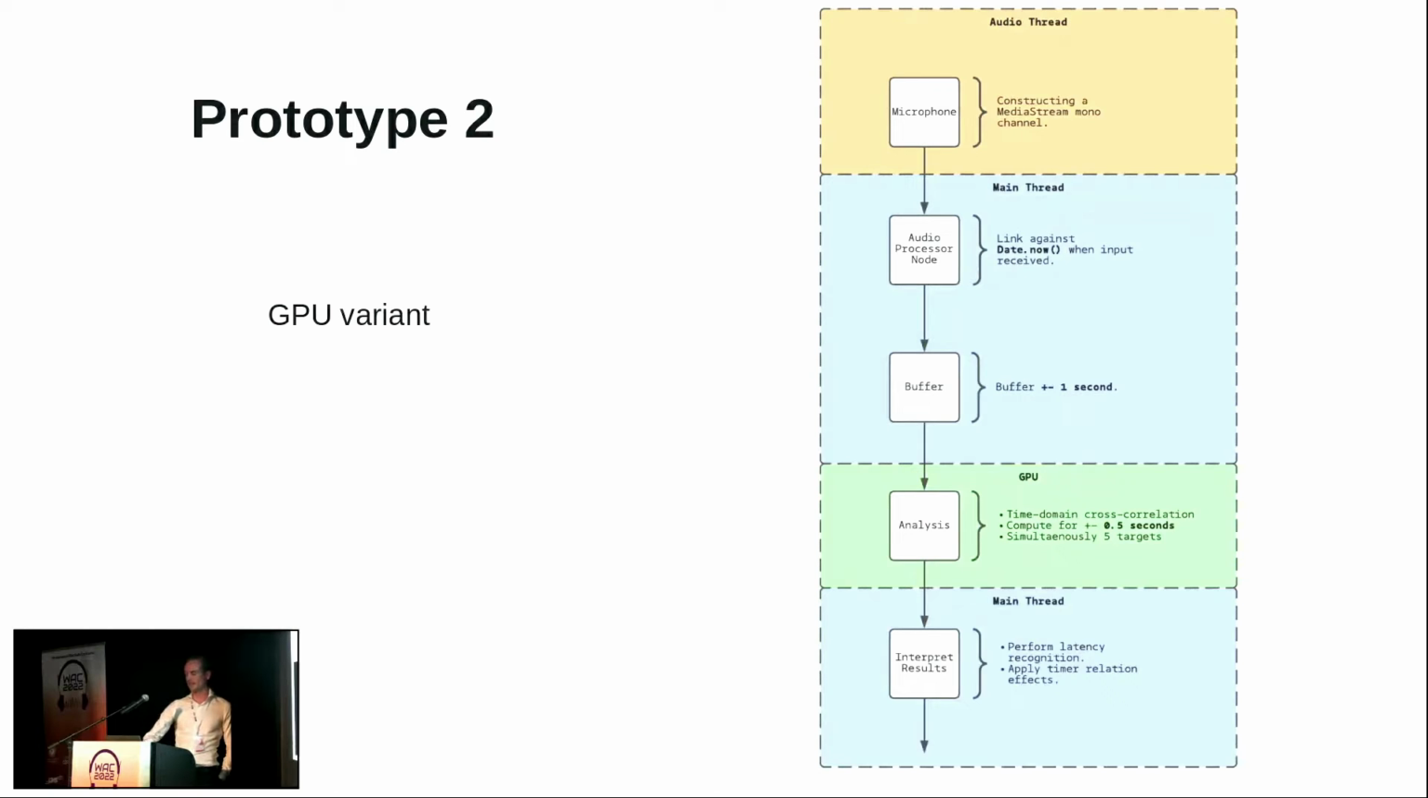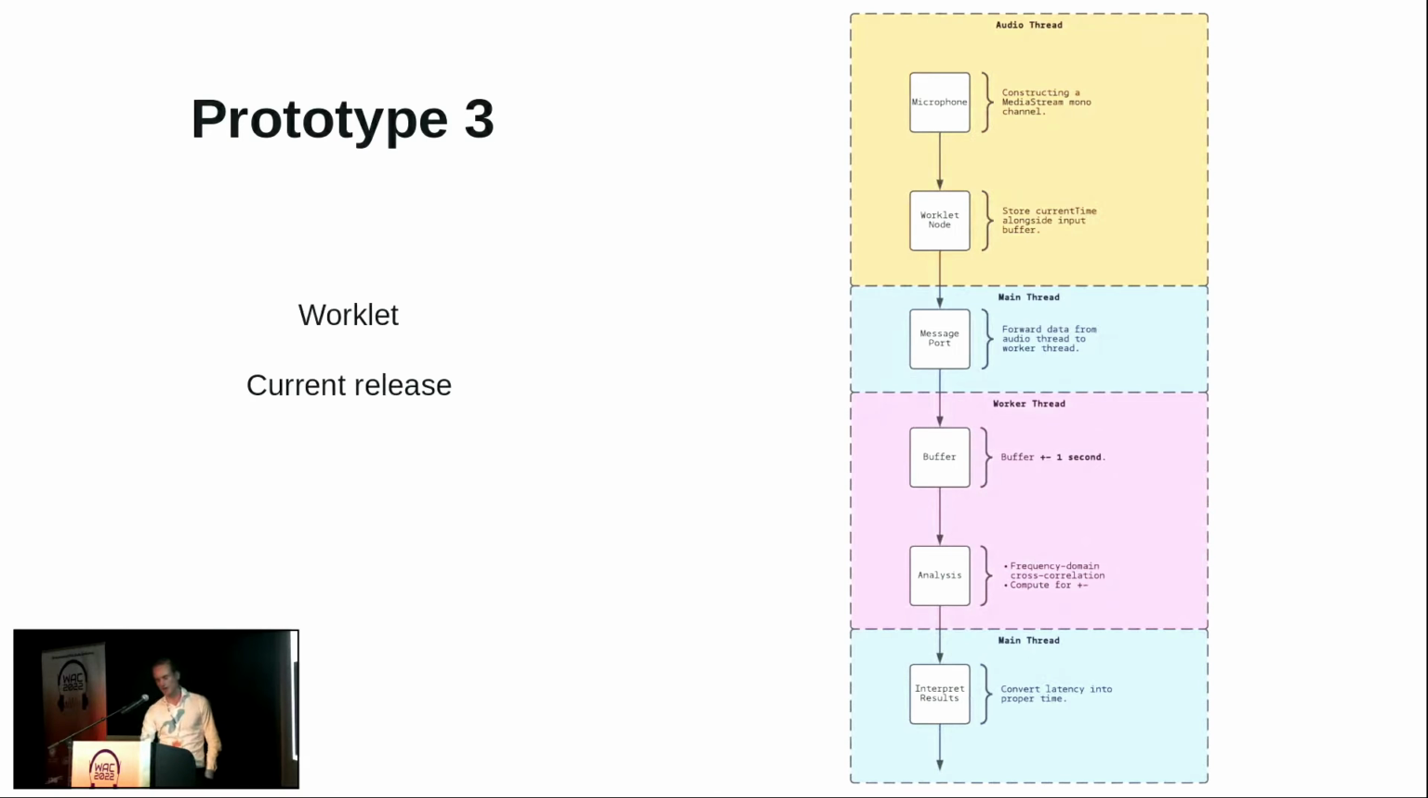Prototype 2 is the same story. It's also in the time domain, but it ran on the GPU to do the cross correlation. So that was heavily parallelized, and therefore it worked. But the main thread was hanging once in a while, once it was buffering to send it to the GPU. That caused the main thread to hang and throttled the timestamp events, which was quite problematic to stabilize and get proper times. And the current version, we use the audio worklet node.